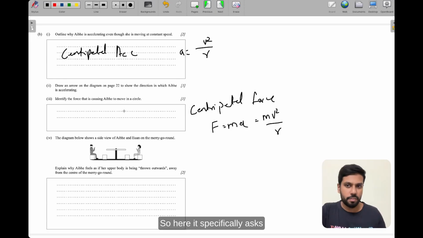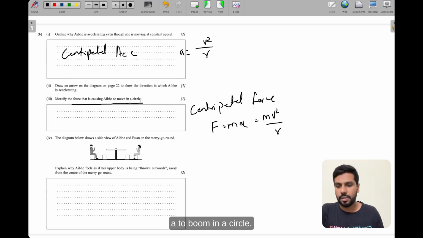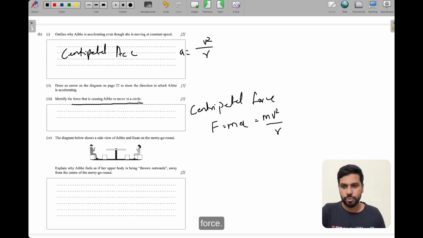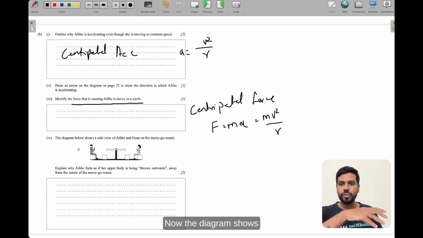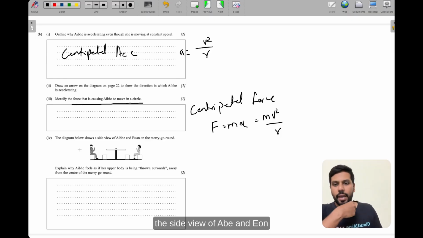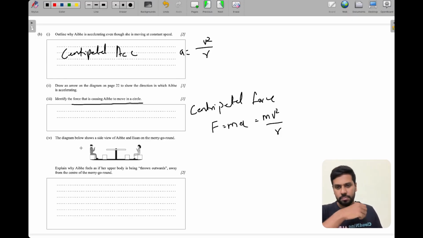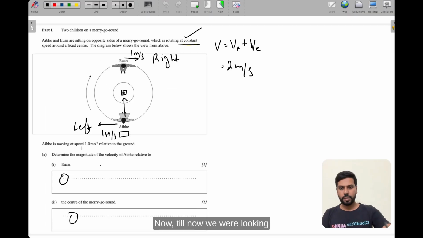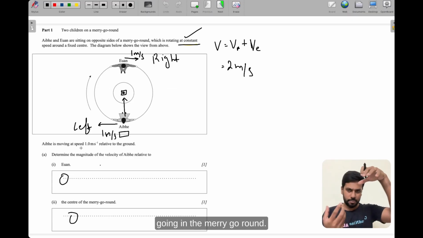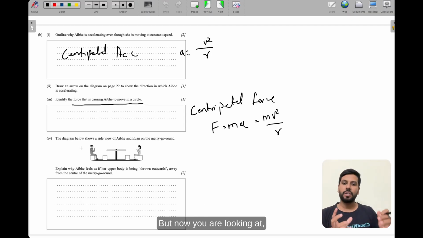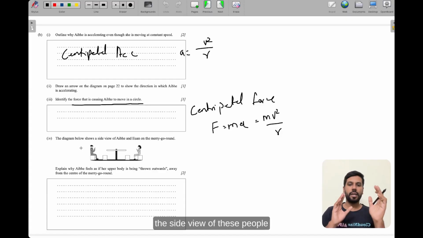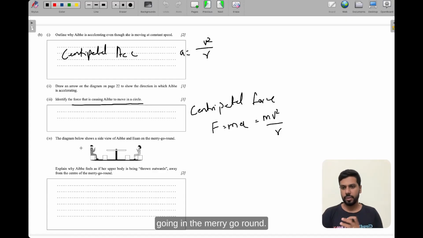Here it specifically asks for the force which causes Abe to move in a circle, and that's the centripetal force. Now the diagram shows the side view of Abe and Eon on the merry-go-round. Till now we were looking at the top view of these guys going on the merry-go-round, but now you are looking at the side view.